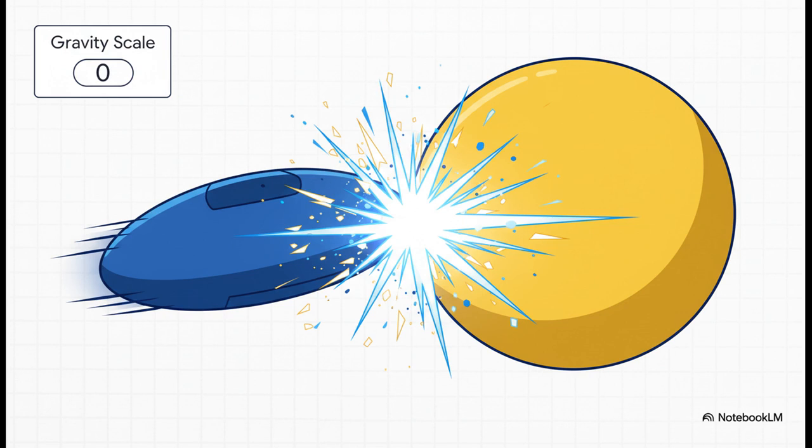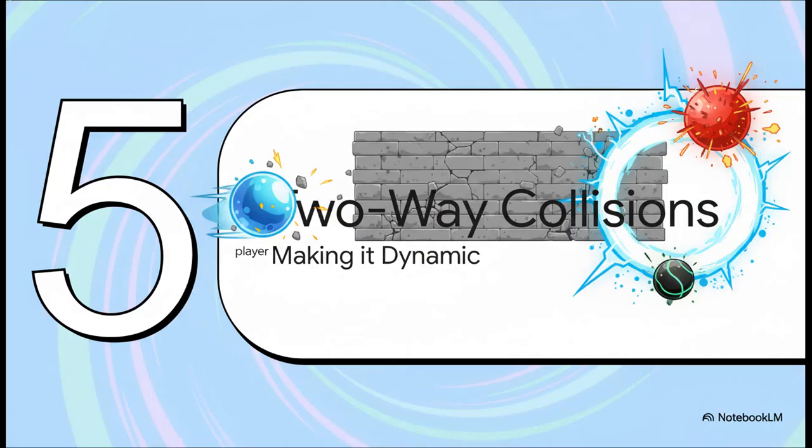Okay, now we can drive over and test the collision. And bump! It stops. Look at that. The player actually stops when it hits the circle. We have our first successful one-way collision. That brings us to Section 5, two-way collisions.